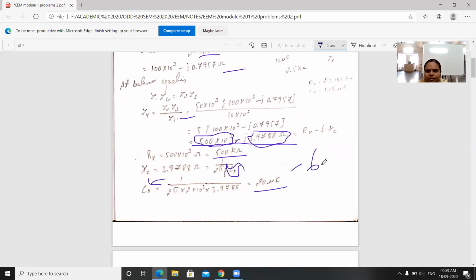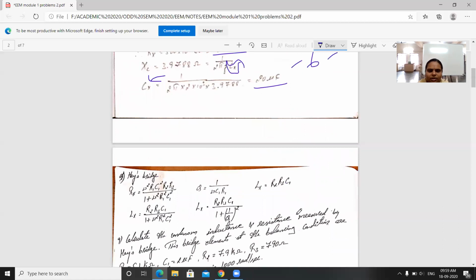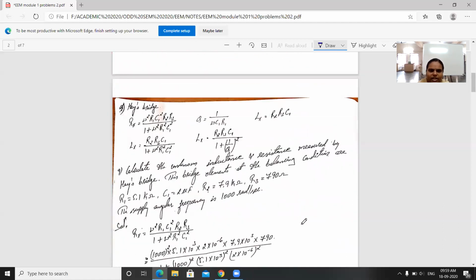This question will be asking for 6 marks in the examination. First you write what are all the given terminals, at what terminal which one is connected, and find out what is our unknown parameter. Okay, we'll go for the next set of bridge, that is the Hay bridge. These are all the basic equations required to solve the problems.